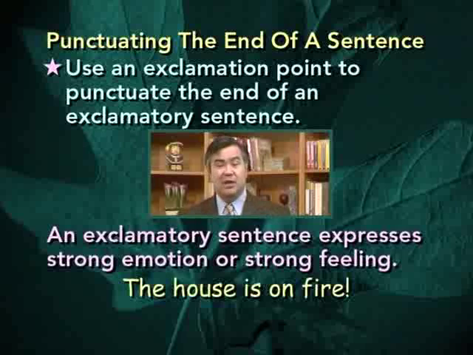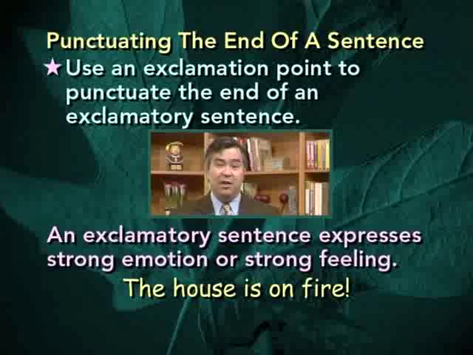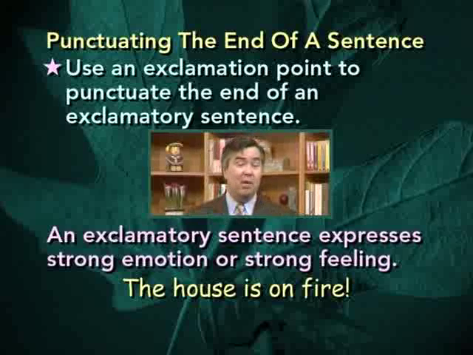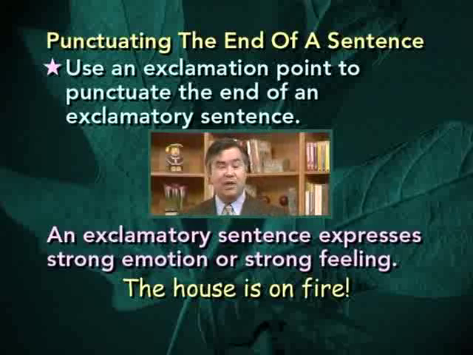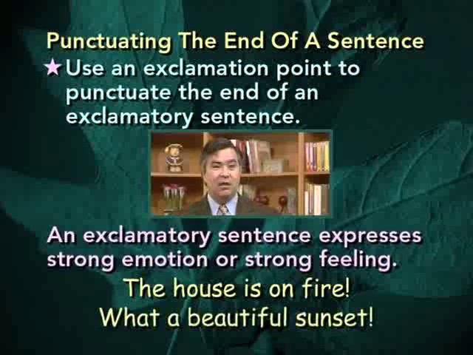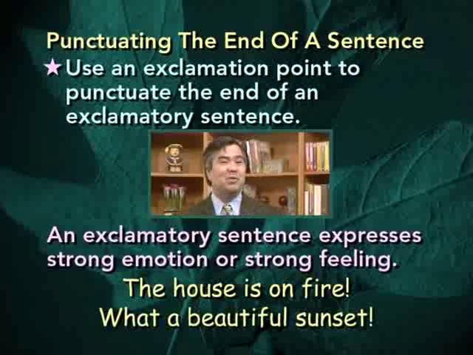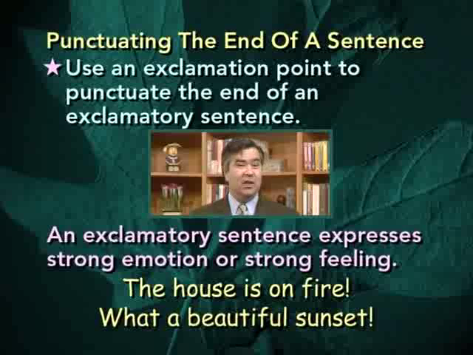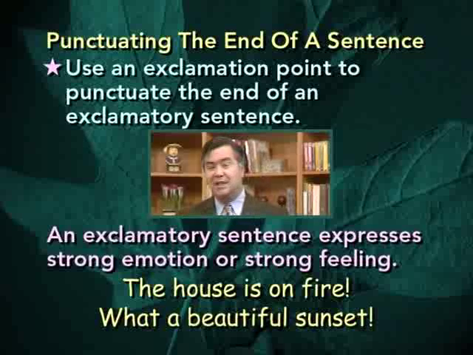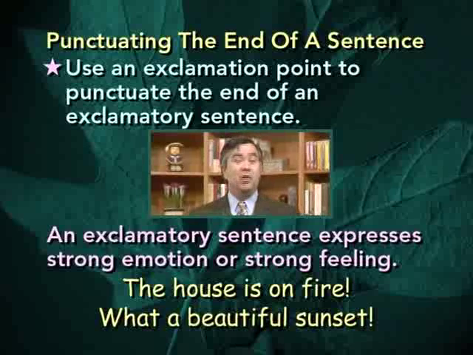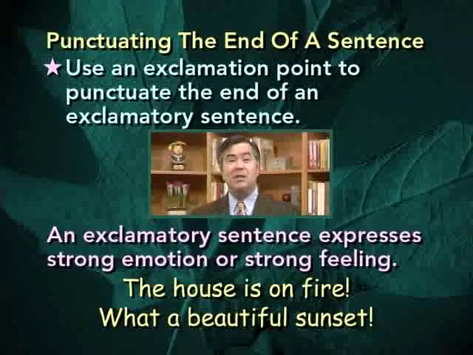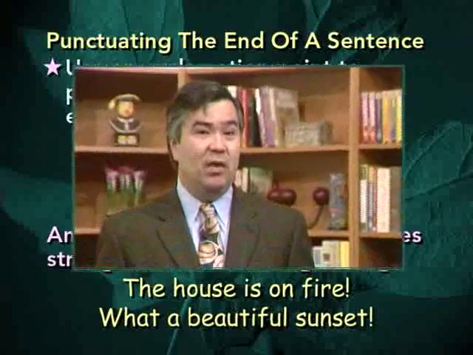Here are a couple of examples of exclamatory sentences. The house is on fire! There's a message that, of course, contains a great deal of emotion and urgency, and it's appropriate to end it with an exclamation point. That's an exclamatory sentence. Here's another example. What a beautiful sunset! Now, here's a message that's much more positive. Rather than talking about physical danger, the person who speaks or writes this sentence is simply reflecting on the beauty of nature. However, because strong emotion is involved, an exclamation point seems appropriate. This, too, is an exclamatory sentence.